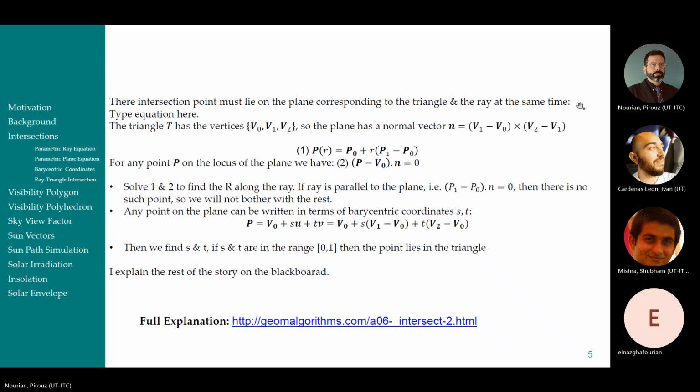So if you want to understand how it works, then you need to think about this one. The ray as a locus.